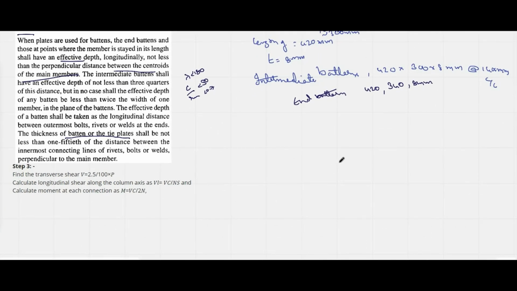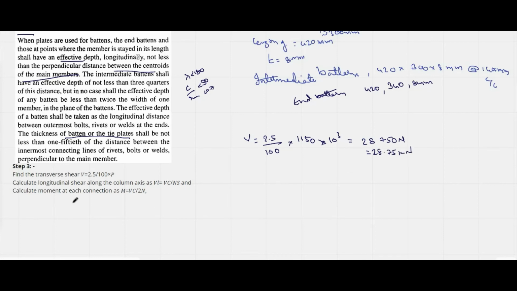Now let us see what is the load carrying capacity, and what is the load transfer zone in our batten. So in step 3 we will calculate the transverse shear. The formula is 2.5% of axial load, which is 2.5 divided by 100 into the axial load of 1150 kilonewtons. If I convert kilonewtons into newtons, multiplying by 10 to the power of 3, this value will come to 28750 newtons, or we can write 28.75 kilonewtons.